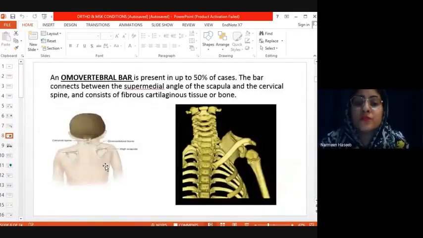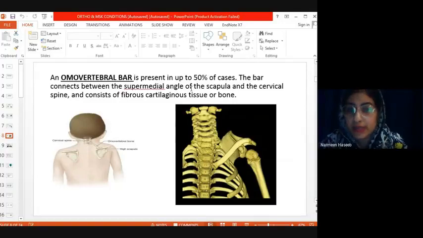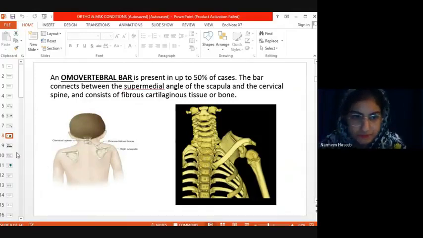Then we have omovertebral bar. What is omovertebral bar? It is present in up to 50% of the cases. The bar connects the superomedial angle of the scapula and the cervical spine and consists of fibrous, cartilaginous tissue or bone. So you see at the superomedial angle of the scapula, there is bone or cartilaginous tissue fiber which is connected to the cervical spine. This is known as omovertebral bar.